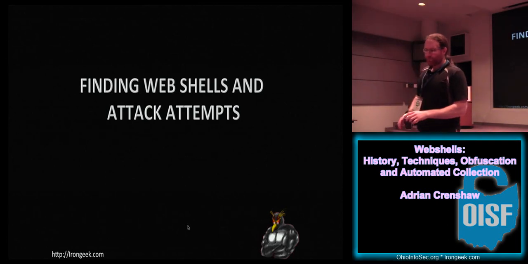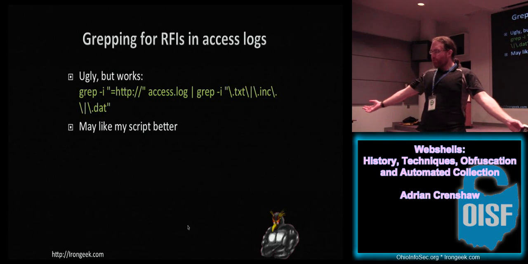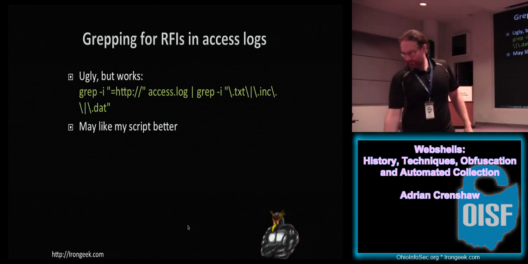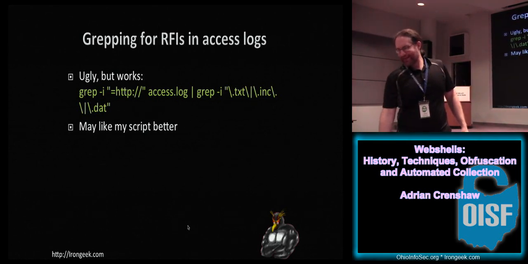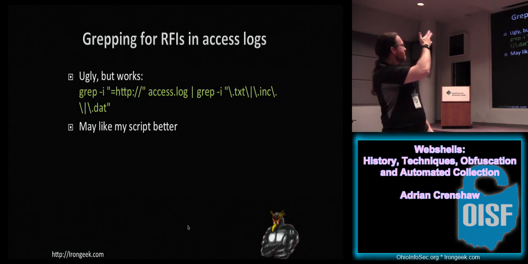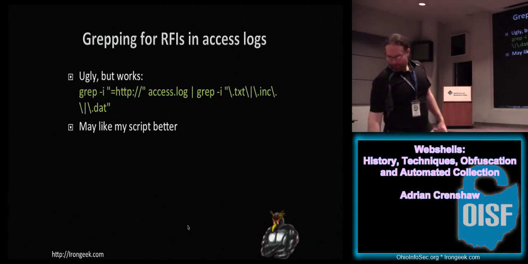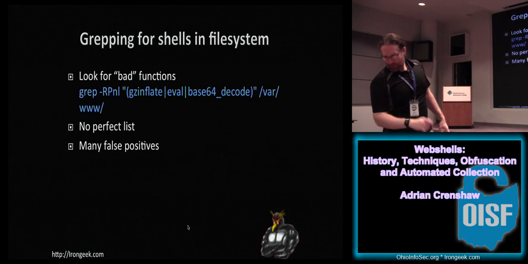All right, finding web shells and attack attempts. There are all sorts of ways. You can grep for them, but this is going to be hugely hit or miss. You probably like my script better, it has some code built in for doing it. But you can simply grep your logs for any time someone tries to use =http://, and I should also include https probably in there. And look for files that end in .txt, .inc, or .dat.